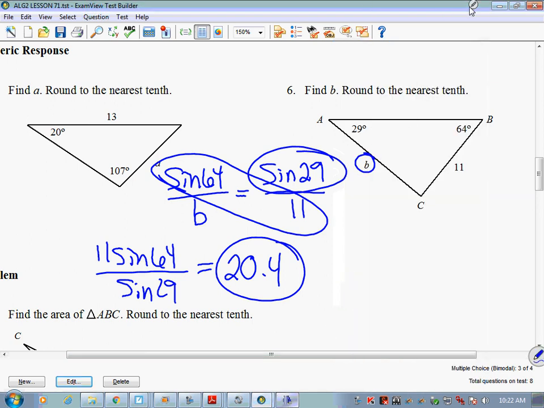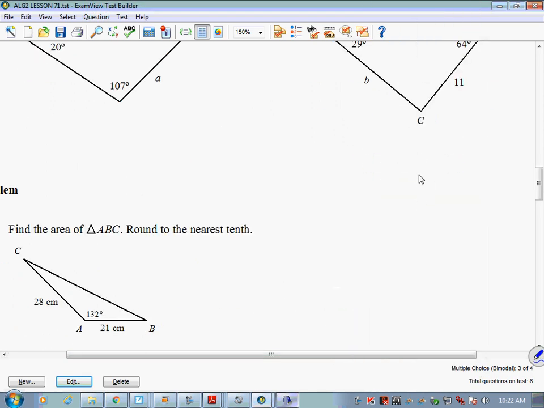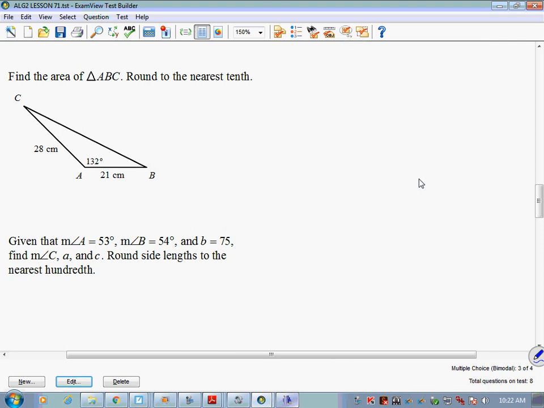All right, that's 6. We got 2 more questions. Here we need to find the area. Let's see, Ronnie, how would I find the area? What do I need to plug into my calculator here? Or just give me the formula. 1/2 what?